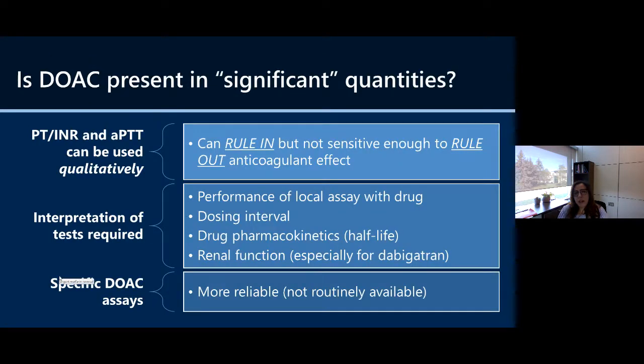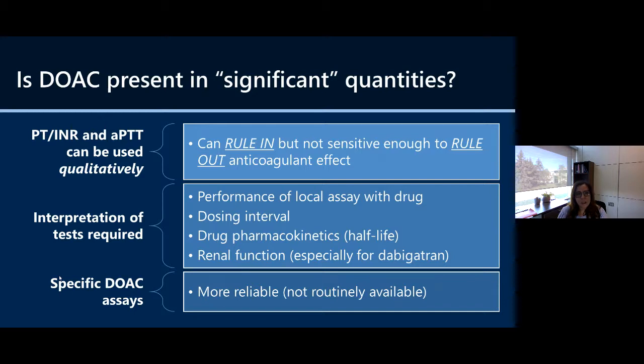And of course, we don't really know what the therapeutic levels of DOACs are. What these coagulation tests like INR, PT or APTT, which we're familiar with, can be useful for is that they can be used qualitatively. So if the PT is prolonged, if the INR is high, if the APTT is prolonged, that suggests that there really are significant levels of drug on board. They're just not sensitive enough to rule out anticoagulant effect.